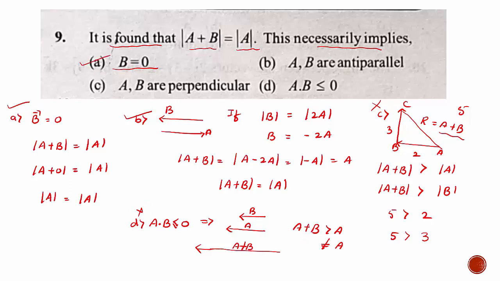So option A and option B both are correct. But here the options are not given properly. So let us take this: instead of A dot B, we can consider here both A and B. Make some corrections here. Both A and B necessarily imply the given equation. So option D is right.